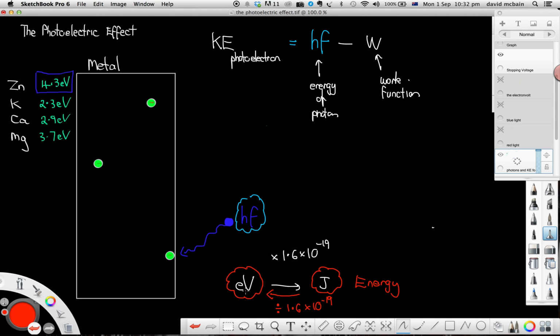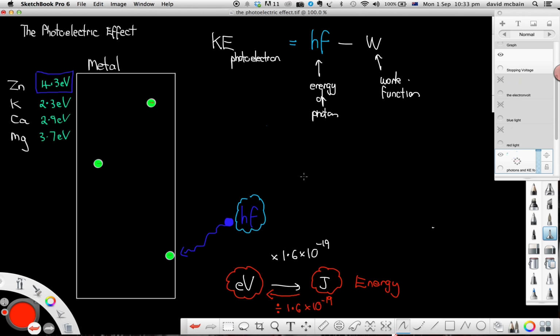And you might also notice that the energies of photoelectrons or electrons or even photons often have rather small values in joules, but in electron volts there'll be numbers like 2.3 or 4.3, which suggests the electron volt is a more appropriate, easier unit to deal with when looking at things at this scale. So that's one of the reasons why the electron volt is used quite predominantly when looking at atomic phenomena.